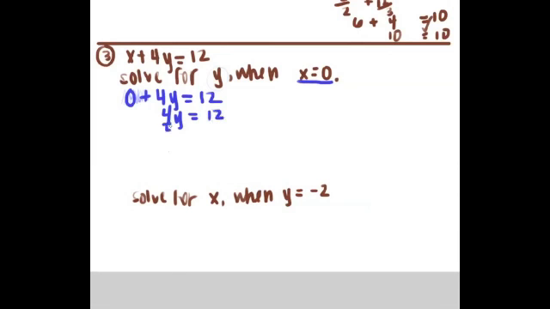Solve for y, so I'm going to divide by 4. Divide by 4, so y equals 3. Okay, and that's all you have to do. So when x is 0, y is 3. You just solve. Let's look at another one.